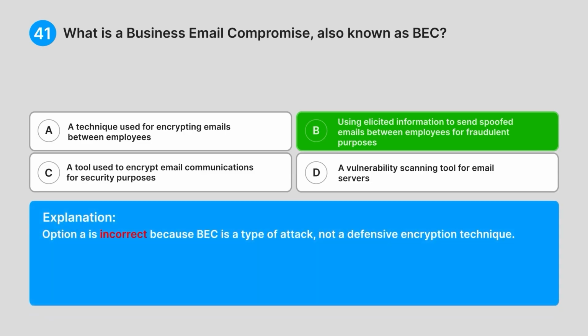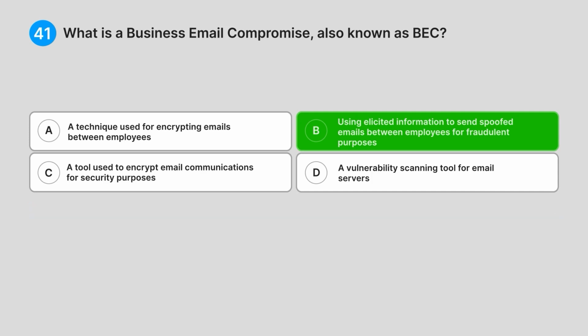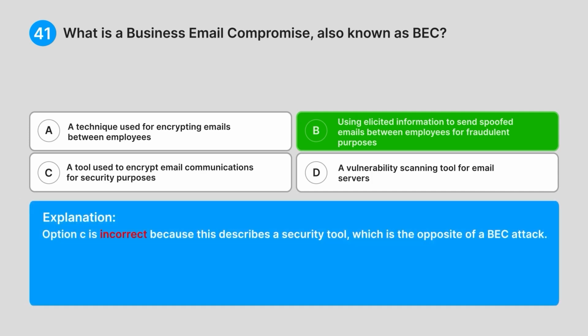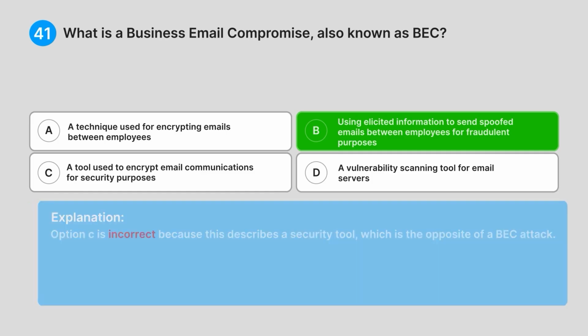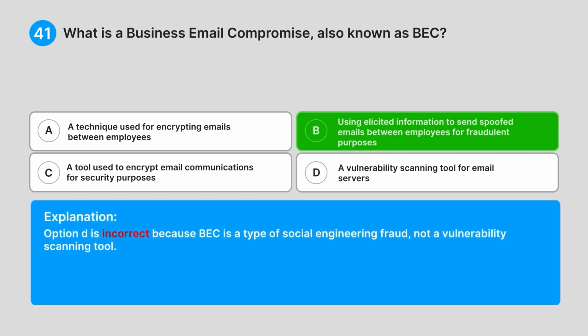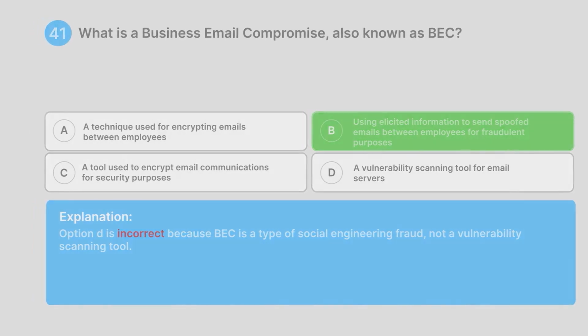Option A is incorrect because BEC is a type of attack, not a defensive encryption technique. Option C is incorrect because this describes a security tool, which is the opposite of a BEC attack. Option D is incorrect because BEC is a type of social engineering fraud, not a vulnerability scanning tool.